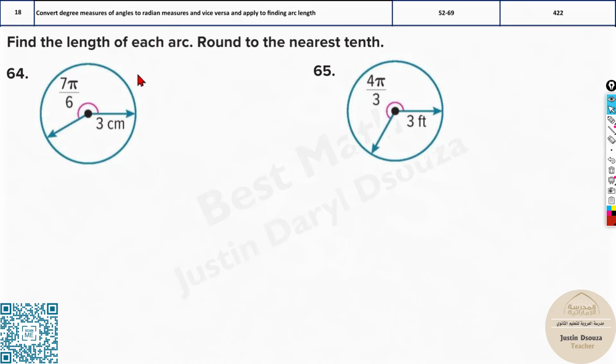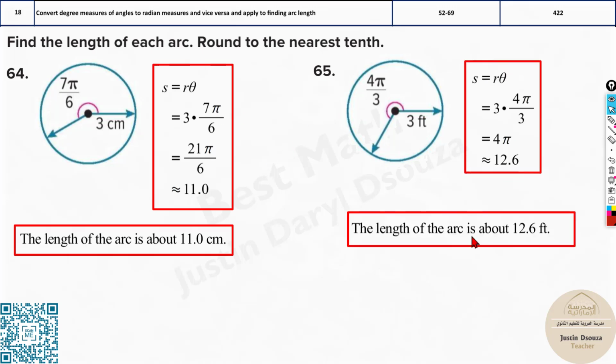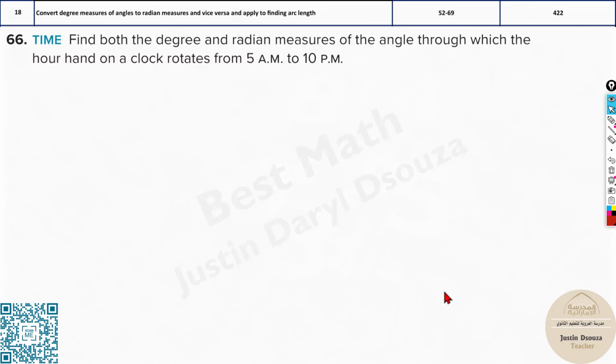And what about over here? You need to find the arc length. It's again the same thing, same formula, r theta, multiply 3 and this angle, you get the answers. Over here, all the methods are there. You can follow this.